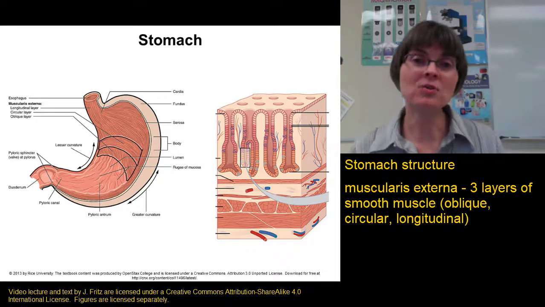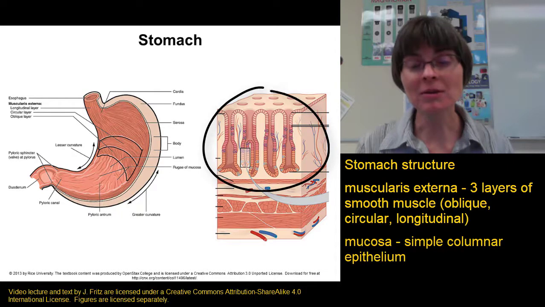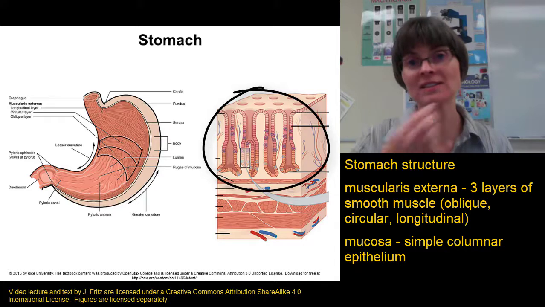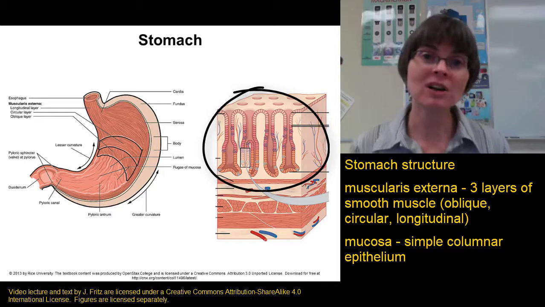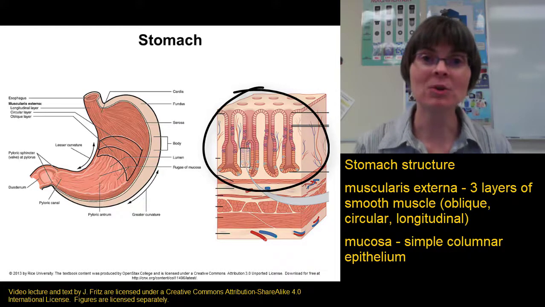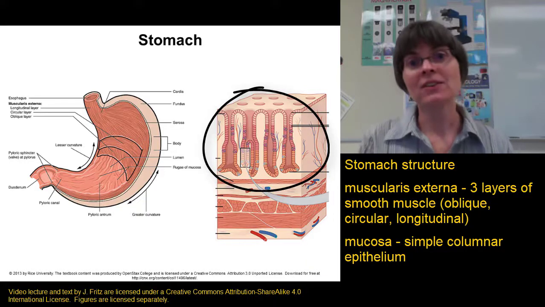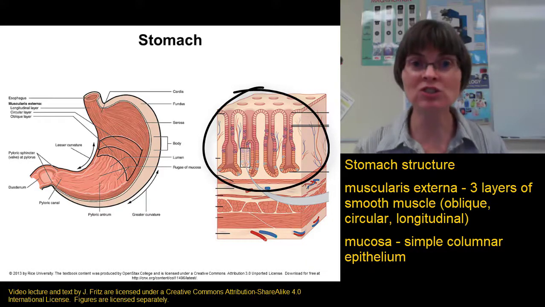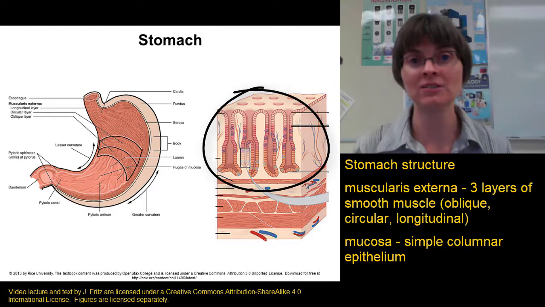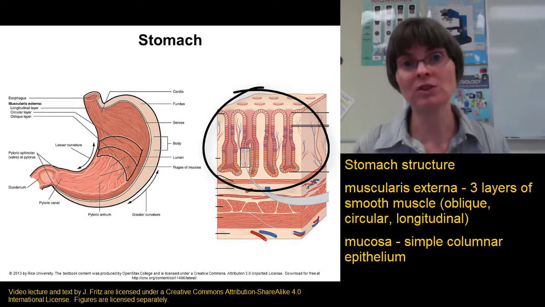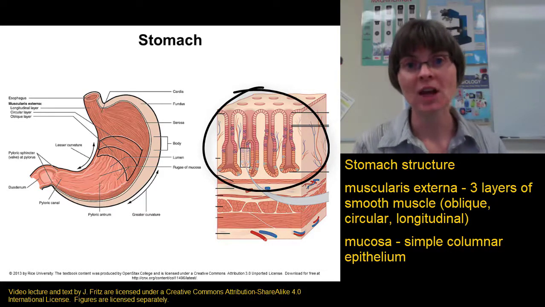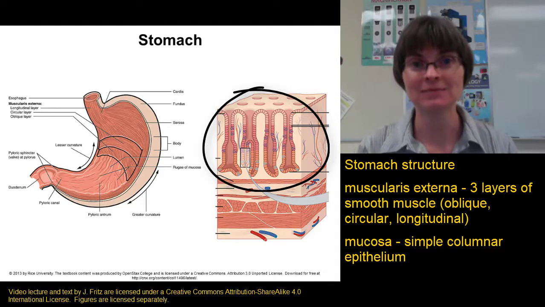If we look at the mucosa of the stomach, it is not stratified squamous epithelium like we saw in the esophagus. The mucosa of the stomach has simple columnar epithelium. This is particularly good for secretion. We have a lot of secretions going into the stomach, and for absorption, for being able to absorb nutrients from the food in the stomach.